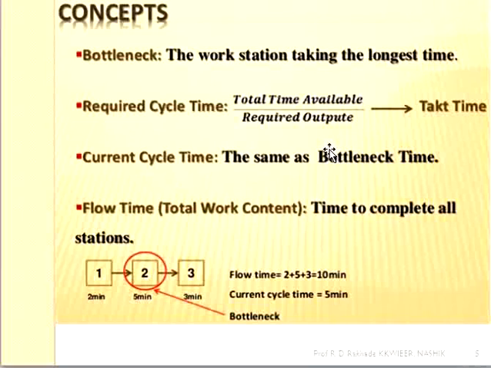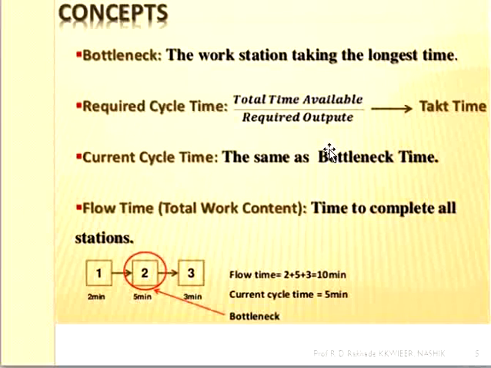Then required cycle time, which is a theoretical cycle time: total time available divided by required output. Suppose we have an 8-hour shift, that is the available time, and we require 100 units or the demand of the customer, so required output is 100. So 8 hours converted to seconds and divided by 100, and we get the takt time. Then current cycle time, that is the actual time in operational condition, the same as bottleneck time, meaning the maximum time required for any workstation.